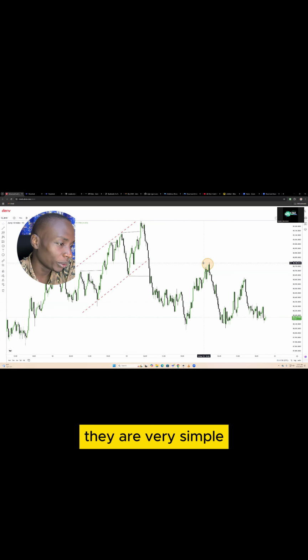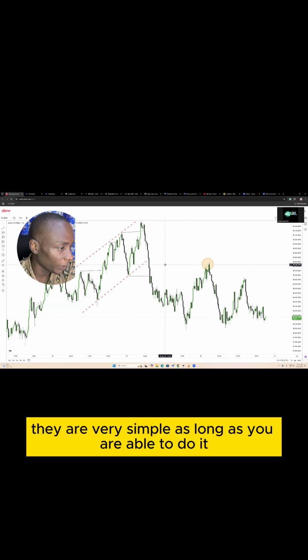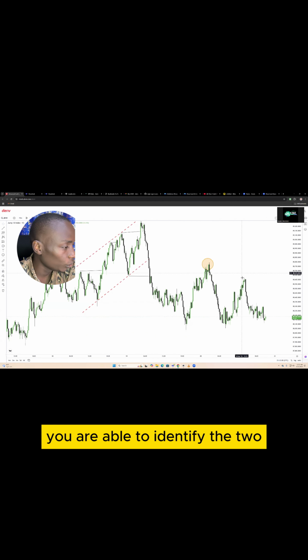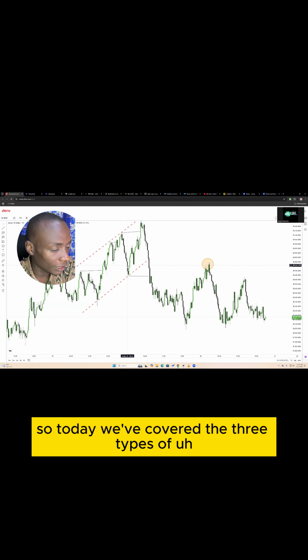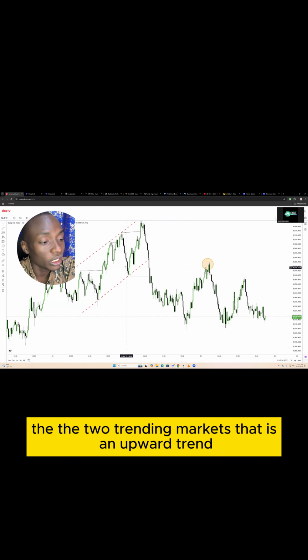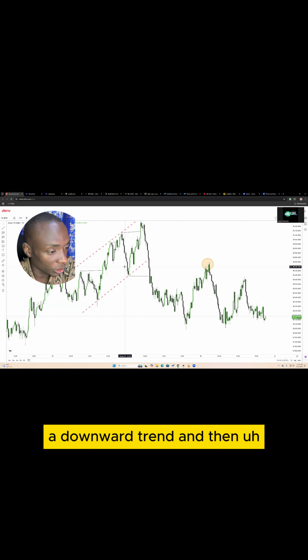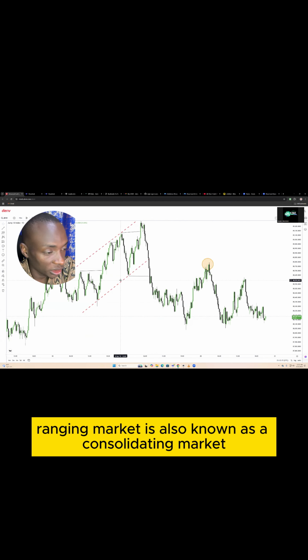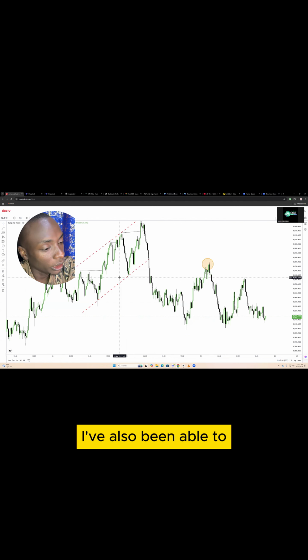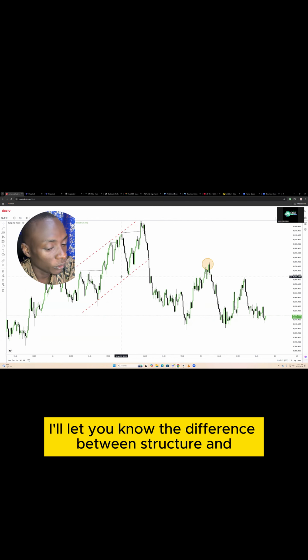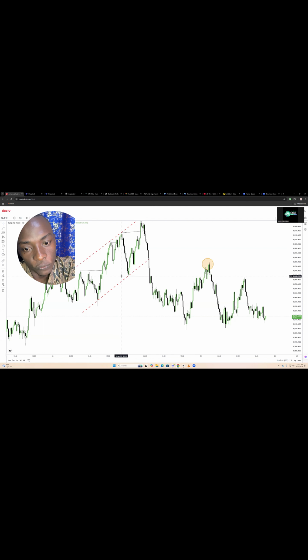They are very simple as long as you are able to identify them. So today we've covered the two trending markets, that is an uptrend and a downtrend, and then the ranging market. Ranging market is also known as a consolidating market. I've also been able to let you know the difference between break of structure and change of character.